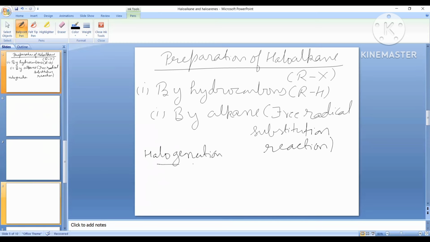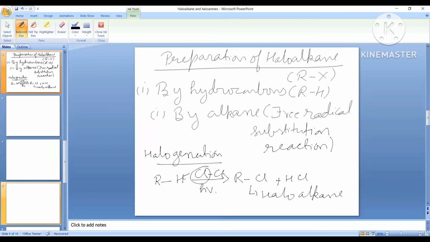So let me take RH. We will react it with Cl2 in the presence of light. One chlorine will replace the hydrogen and it will be RCl, and HCl will be the byproduct. This is the haloalkane. We have to remember that it will take place in the presence of light, and high temperature will also be there. So this is the reaction.